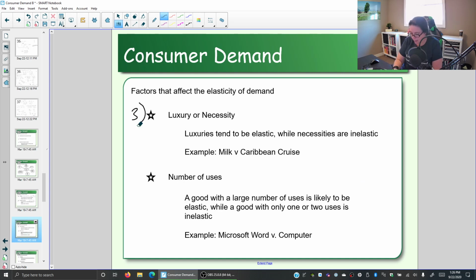Number 3 is whether the item is a luxury or a necessity. So let's think about milk. Is milk a luxury or a necessity? Well, if you have small kids at home, then you know that milk is a necessity. So you need it. All right, well, if it's a necessity, you can't live without it.